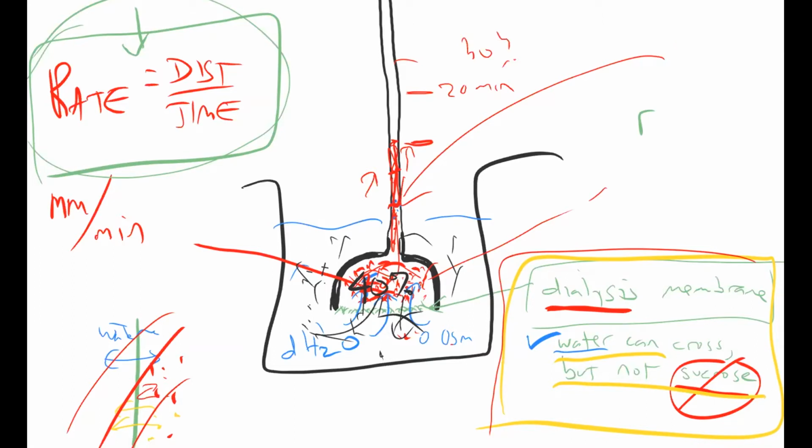It wouldn't be very good lab etiquette, but you could just do a taste test on the DI water.